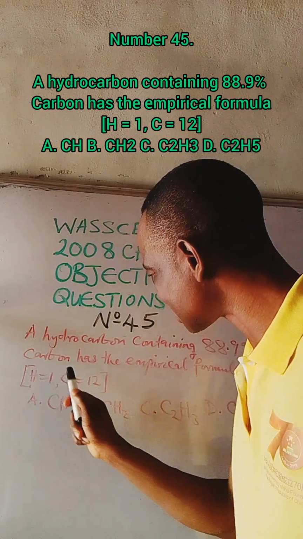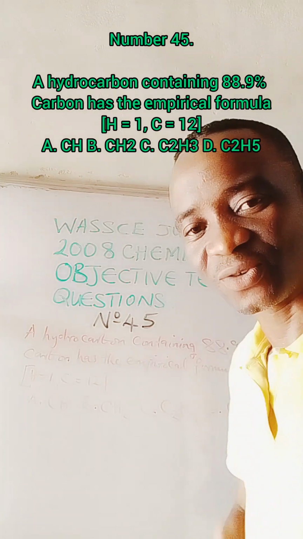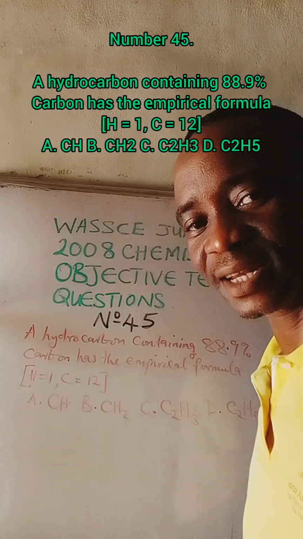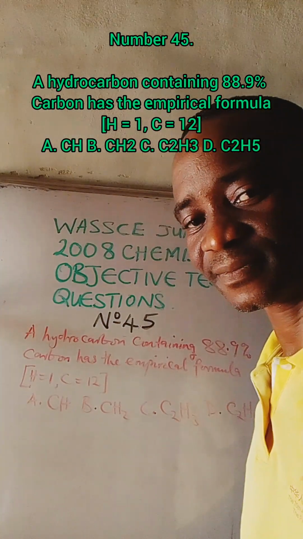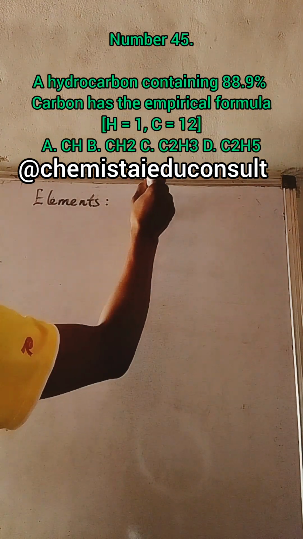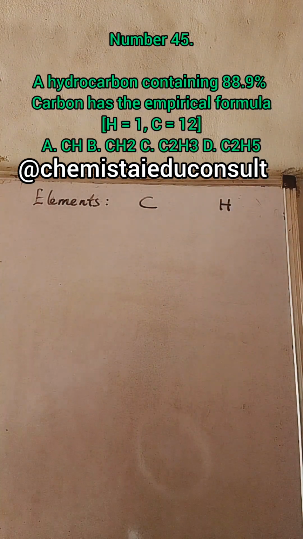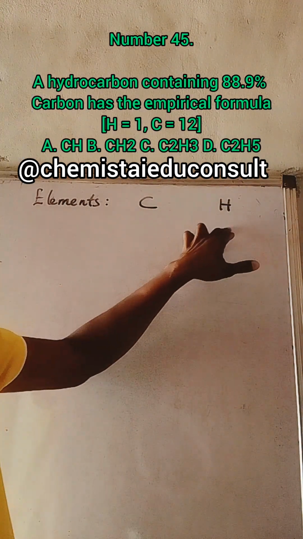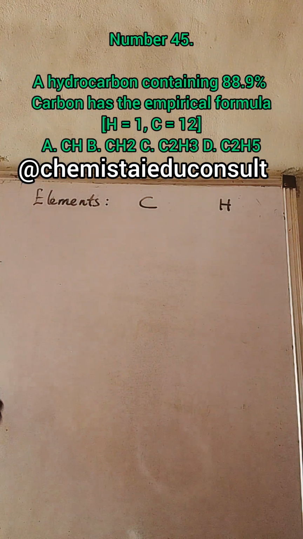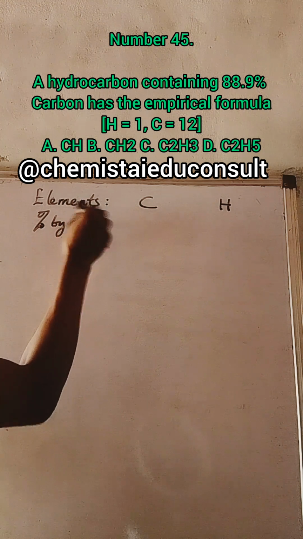These are the atomic masses of carbon and hydrogen in the hydrocarbon. So look at the steps of solving empirical formula. The first thing you do is to list the elements. They are two: carbon and hydrogen. Now, what are their masses, or the percentage by mass? Their percentage by mass was given.